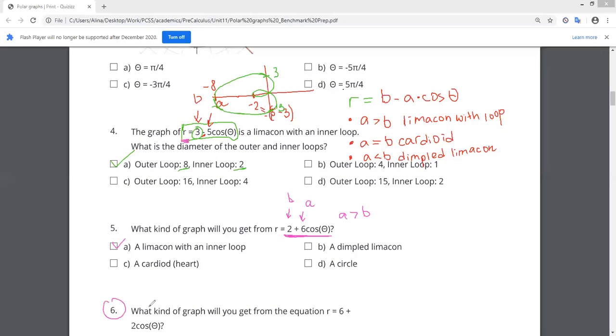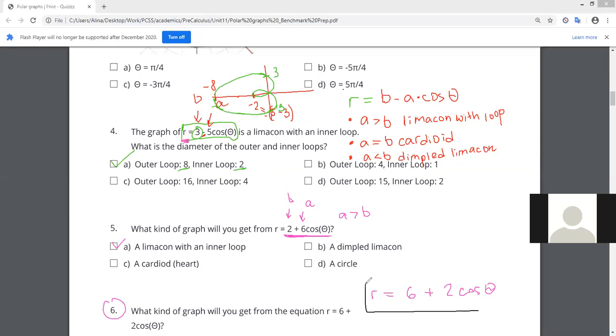And the next one, question 6, will be for Amanda. What kind of graph will this produce? 6 plus 2 cosine theta. I can rewrite it so you can see the number. 6 plus 2 cosine theta. What graph will this produce? A limaçon with a loop? Would it be a loop? So let's see. Look at this equation, right? This is what's given. And look at these 3 rules. We call this a, we call this b, and we see that a in this case. Oh, okay. A dimpled, yeah. Limaçon.